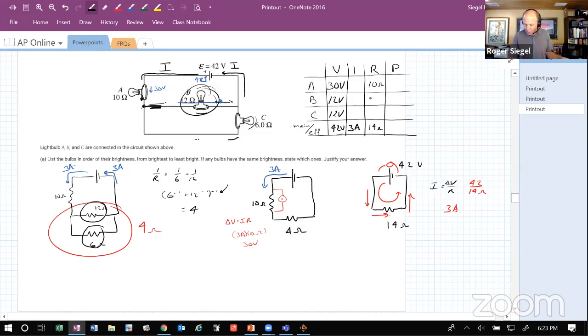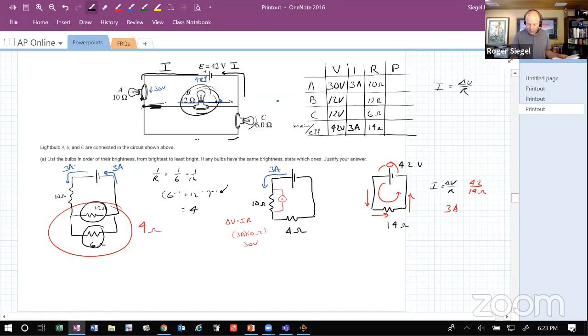B is 12 ohms, and C is 6 ohms. And so now we can easily find the current. I is equal to delta V over R. And so that means we have a current. Well, we've already done this. That was 3 amperes. I just didn't write it in there.